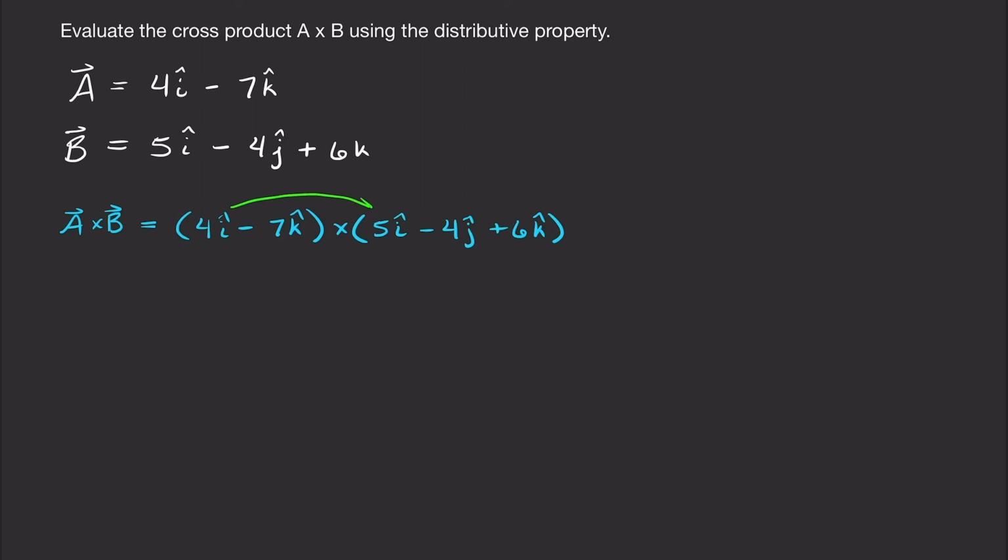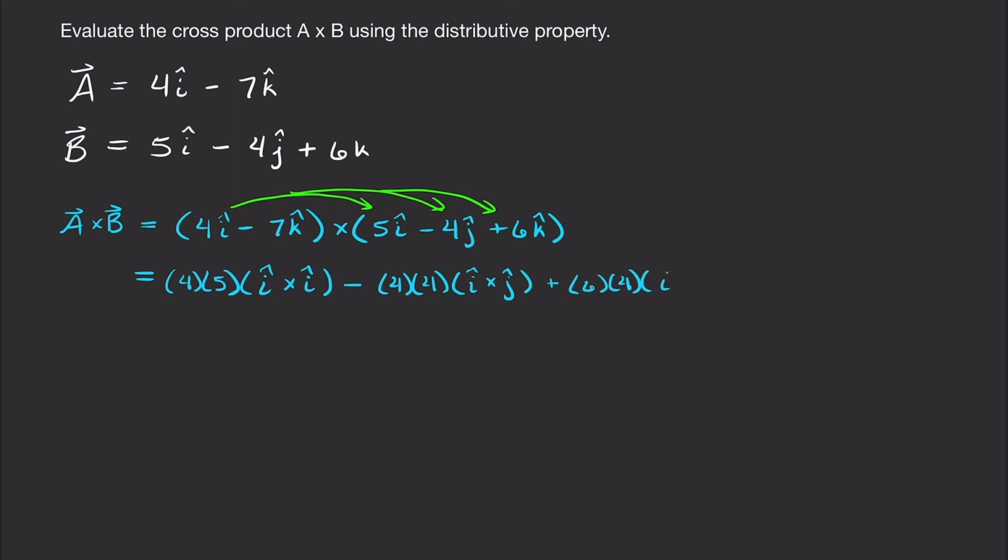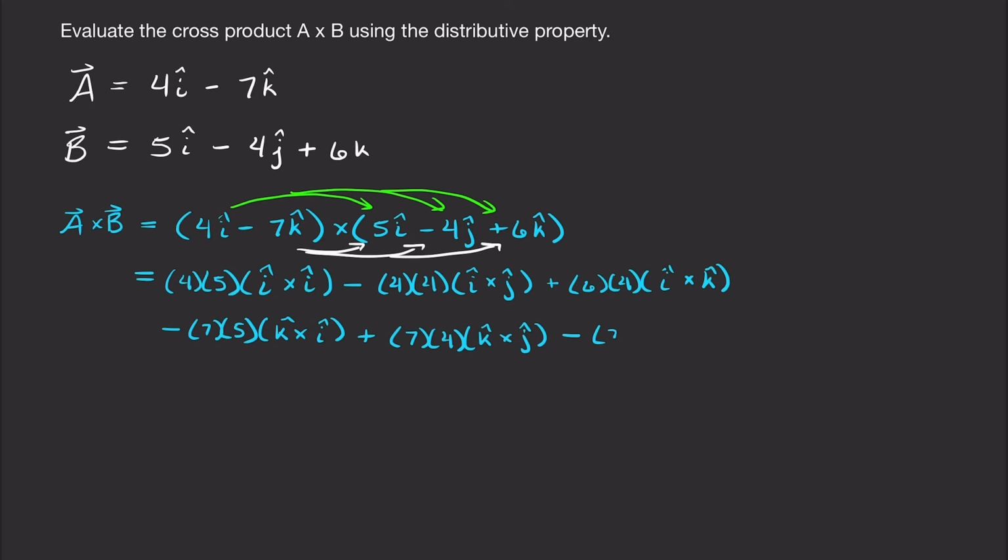So first we'll distribute our 4 to the second vector, and we'll get 4 times 5 i hat cross i hat, and then we'll get a minus 4 times 4 i hat cross j hat plus 6 times 4 i hat cross k hat. And then we will distribute our 7 to these three terms, and we get minus 7 times 5 k hat cross i hat, and minus and minus will be plus 7 times 4 k hat cross j hat minus 7 times 6 k hat cross k hat.